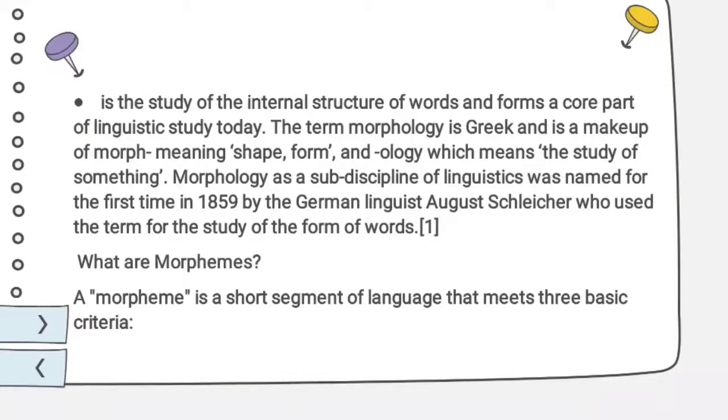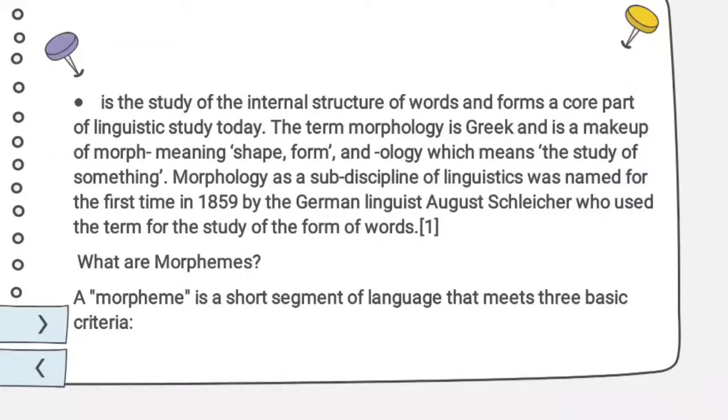What is morphology? Morphology is the study of the internal structures of words and forms a core part of linguistic study today. The term morphology is Greek and is made up of morph, meaning shape or form, and ology, which means the study of something. Morphology as a subdiscipline of linguistics was named for the first time in 1859 by the German linguist August Schleicher, who used the term for the study of the form of words.